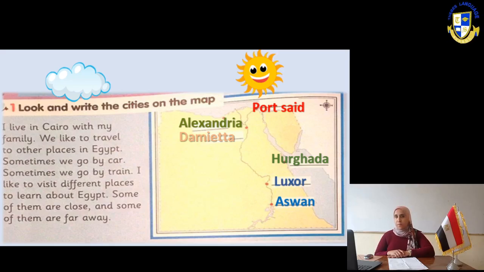Let's start from the top of the map till the bottom. From the top, the first blank is Port Said. Then the second one, Alexandria. The third one, Damietta. The fourth one, Hurghada. It's beside the Red Sea. Going to the south, we will find Luxor and Aswan.